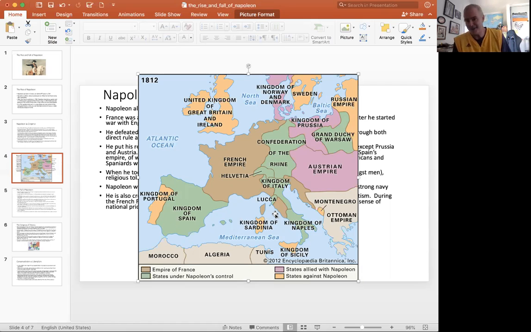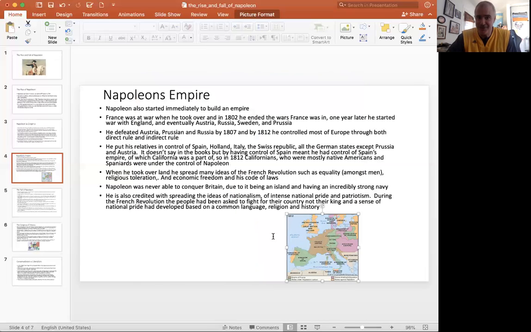Then it goes back to being New Spain until the people of Mexico defeat the Spanish a decade later, and then this becomes Mexico for about 20 something years before the United States takes it. But anyways, that's personal to us as Californians, Los Angelinos. I'm proud of it.